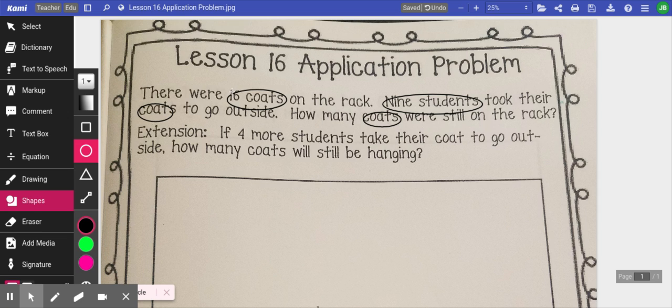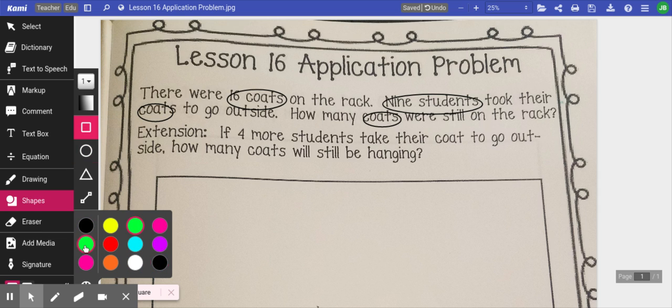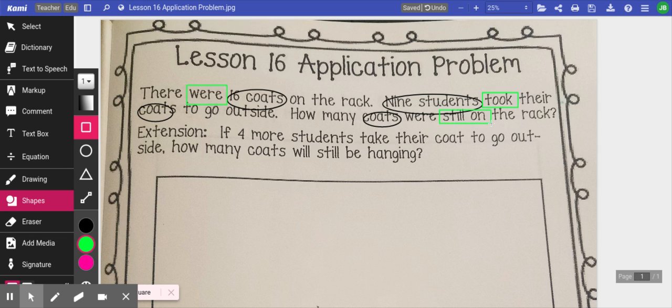So now that I've circled my number and my units, I'm going to box in keywords. So were, meaning that's what I started with. That sounds like a keyword to me. Started with 16 on the rack, 9 students took. When I hear the word took, I think minus, subtract. Took their coats to go outside. How many were still on the rack? So still on sounds like how many I got left. And of course, how many is also a keyword because it's asking me how many are still on.